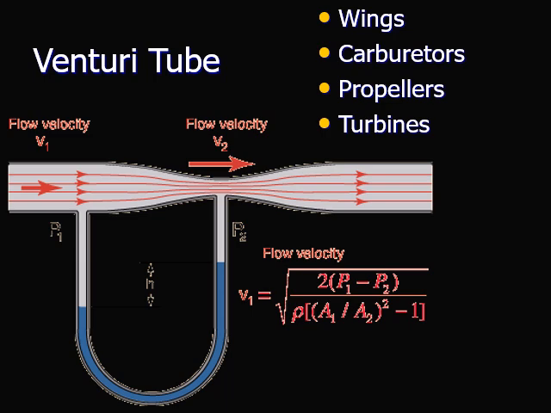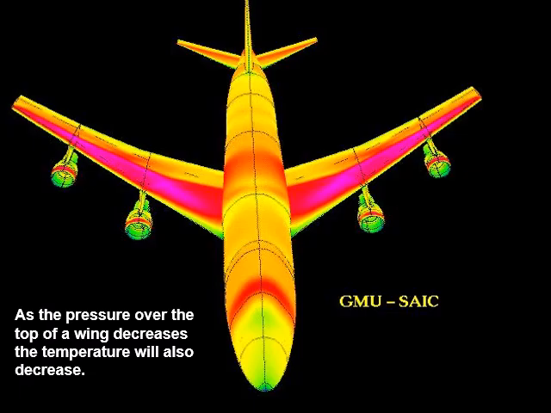This concept applies directly to carburetors, airspeed indicators, wings, and turbine blades. This diagram illustrates how Bernoulli's principles relate to the aircraft wings. As air flows faster over the top surface of the wing, pressure decreases, generating lift. The decrease in pressure is accompanied by a temperature drop, a factor in wing icing and anti-icing system design.